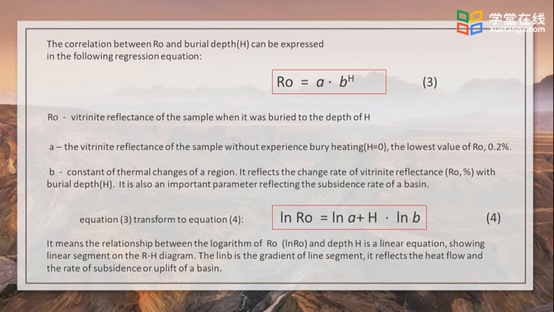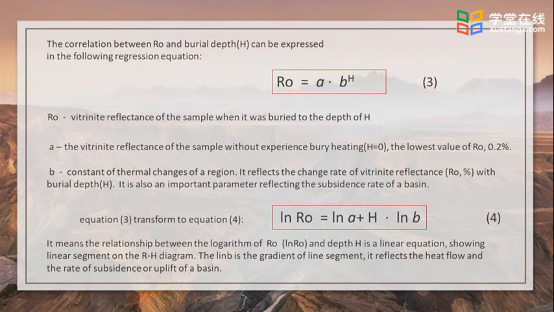The correlation between RO and the burial depth can be expressed in the following regression equation that you can see here: RO equals A multiplied by e to the power BH. RO here is the vitrinite reflectance of the sample when it was buried to a known depth of H, and A is the vitrinite reflectance of the sample without experiencing burial heating, which is when the depth H is 0, and the lower value of RO is 0.2.